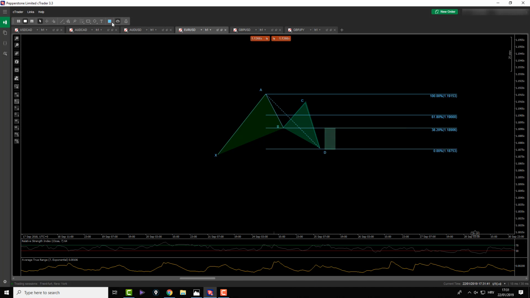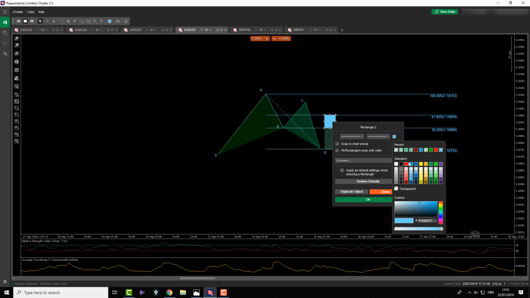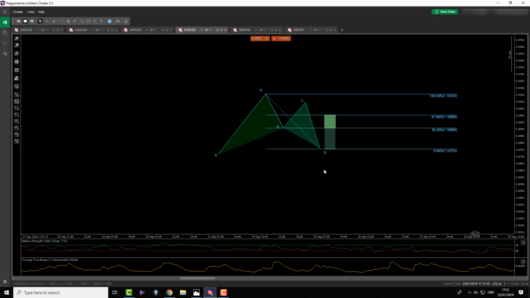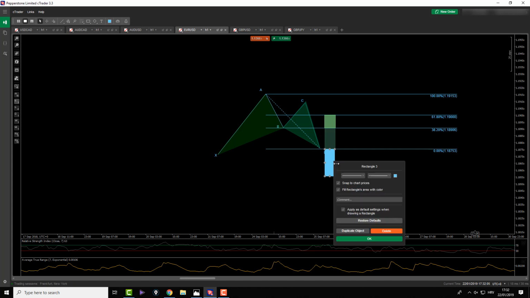And target 2 is then 61.8 retracement, which comes here. Okay. And the risk, guys, is somewhere below this X point, but the rules for risk are whatever you backtested.